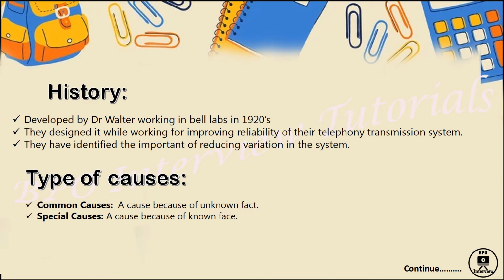There are two types of causes you will get to know in a control chart. The first is common causes, and the other is special causes. Common causes are identified by unknown facts, and special causes are identified by known facts.